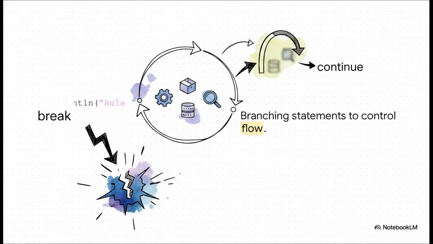But hey, we don't always have to sit around and let the loop run its full course. We can use branching statements. If you find your target data early, you can use the break command to terminate the loop entirely. Or if you just want to skip over one specific item, the continue command skips the current iteration and leaps straight to the next one.